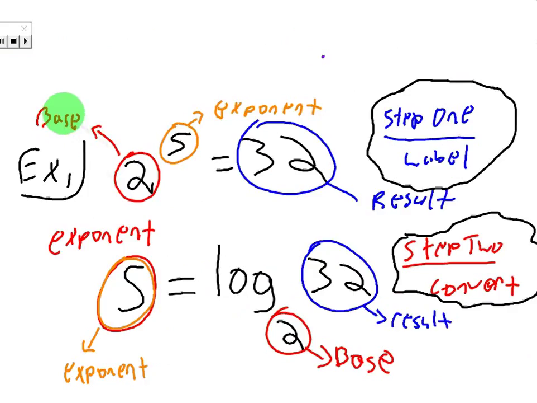Then I'm going to take my base here, make it the base of the log. So this number below the exponent becomes the base of the log. And then the result, or your answer from up here, goes inside the logarithm. So again, the way we read this is log base 2 of 32 equals 5. In other words, 2 to the 5th power gives you 32.